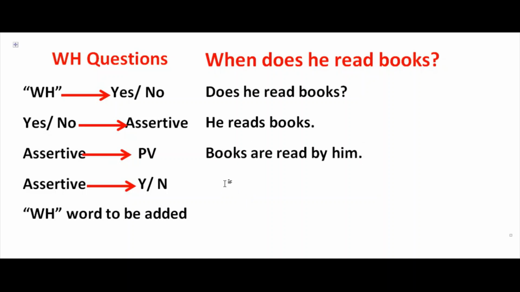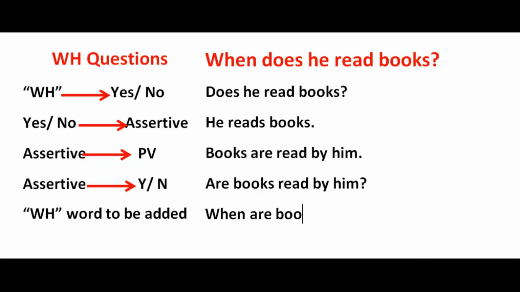Again, this passive voice assertive sentence to be changed into yes or no question. So here the B form is are. So in yes or no question, we have to write the B form before the subject. Are books read by him? Now we need to add the WH word to this yes or no question. So, when are books read by him? So by following these steps, writing WH questions in passive voice is very easy.